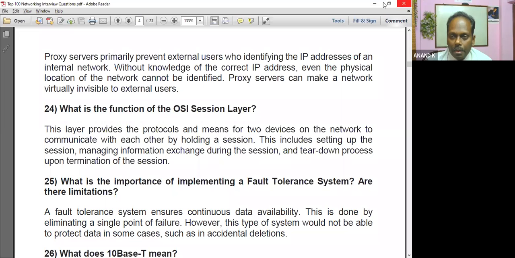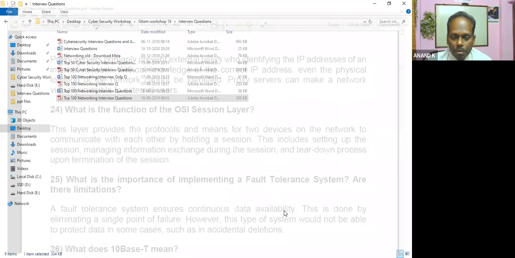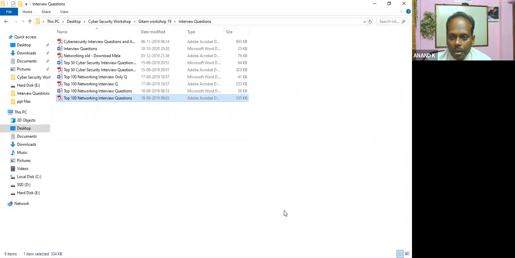Function of an OSI layer. Okay, go through this one. We'll also review and we'll have a questionnaire also. Yeah. Any questions before we log off for today?